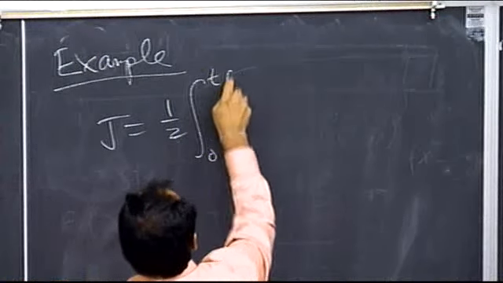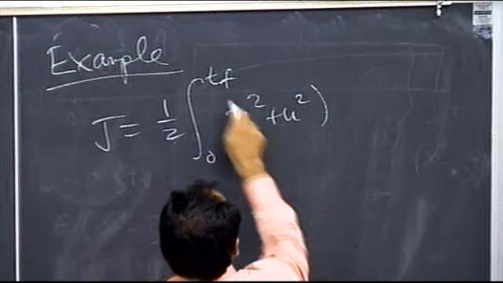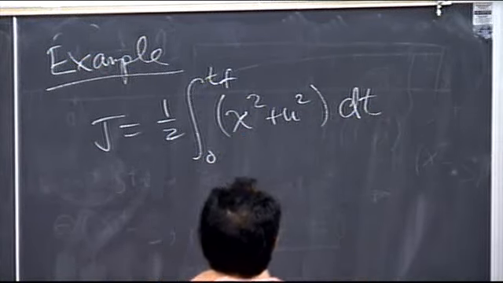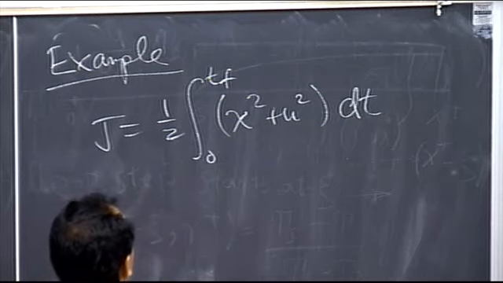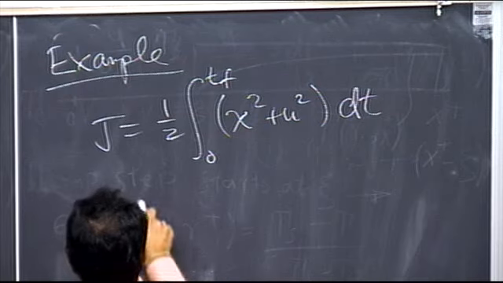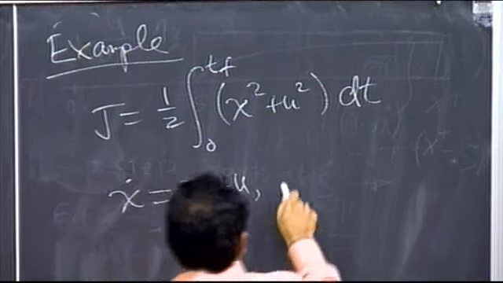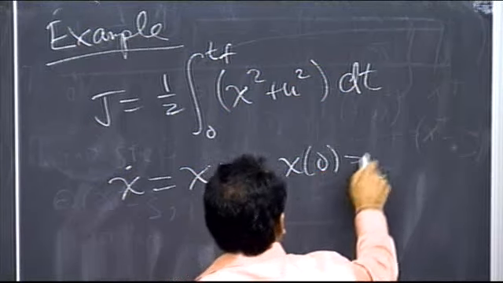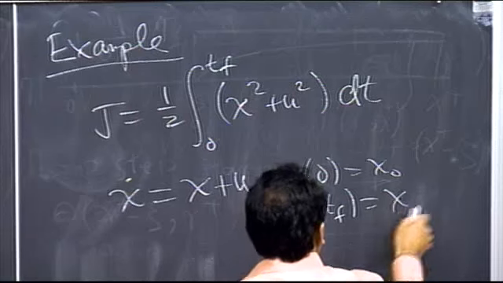It's the integral from 0 to tf of, I'm just going to do this problem, I'm not going to put Q and R and all that stuff, it's just one half the integral from 0 to tf of x squared plus u squared dt. tf is fixed in this problem. I'm going to say x dot is equal to x plus u, and x at 0 is equal to x0. And this time I'm actually going to put x at tf is equal to xf.